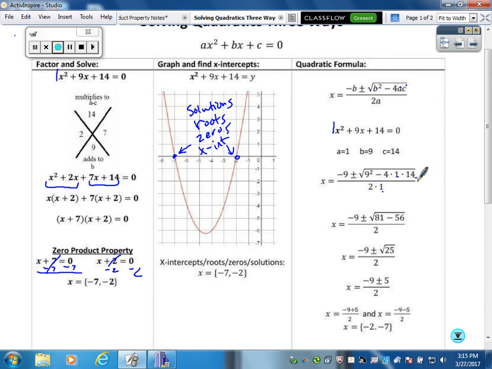So when you do that, you're following PEMDAS. So you multiply this all together, get 56. Then you also square, so you want to make sure you do your exponent, so 81. You subtract those, get 25. Take the square root of those, get 5. And now we can handle the rest of it.